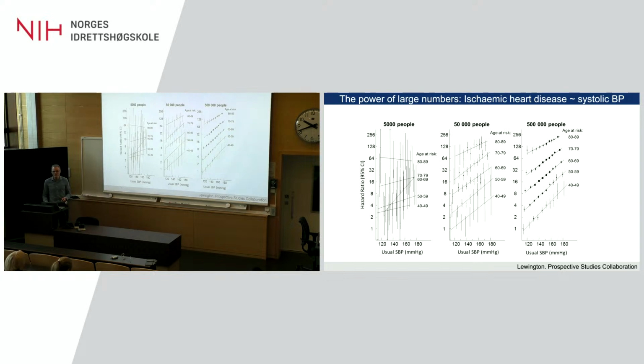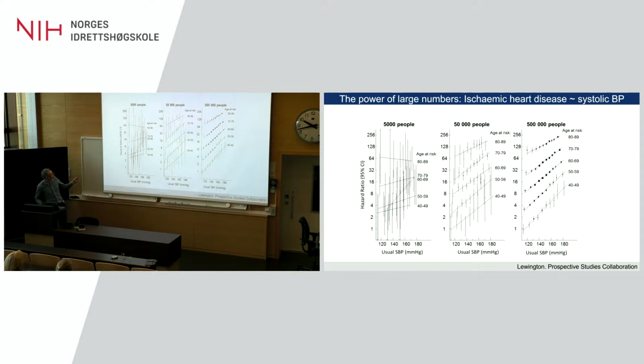So this is probably the slide that motivated the creation of the UK Biobank. It was from a prospective studies collaboration. This was an analysis in about 1 million people about 25 years ago, looking at the relationship then between systolic blood pressure and ischemic heart disease, and on the y-axis. And at this point then the authors were trying to see what the relationship was like within individual age groups.